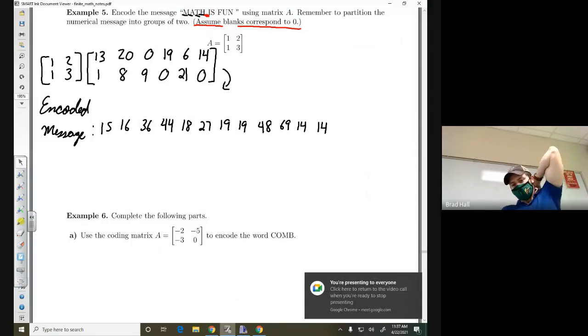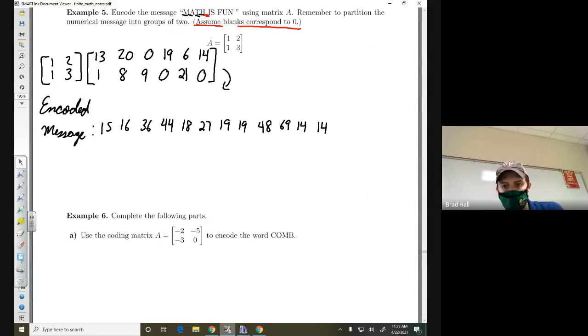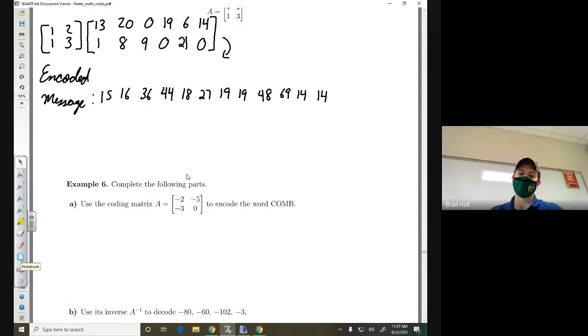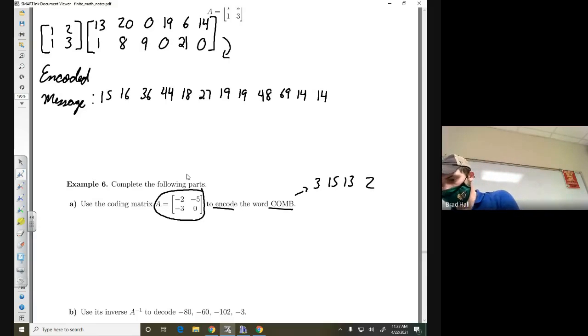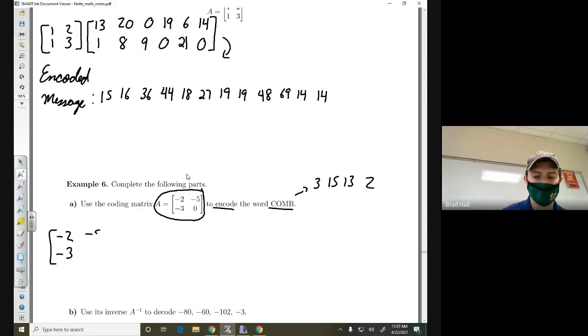Okay. Let's look at example 6. Example 6, they give us, yet again, a coding matrix or an encoding matrix, same thing. And then they say the word encode, the word comb. Well, comb is just 3. The O is 15, the M is 13, B is 2. So our encoding matrix is -2, -3, -5, and 0.